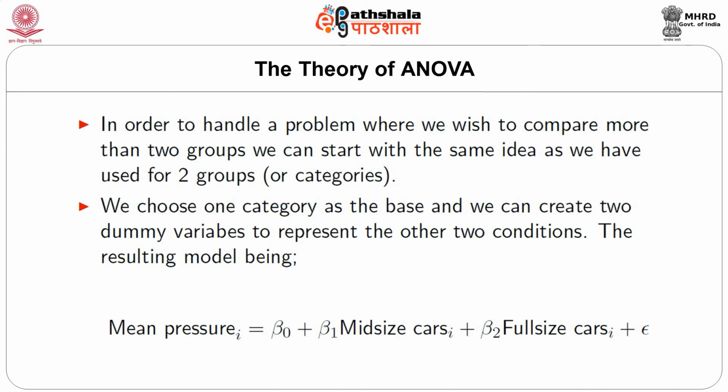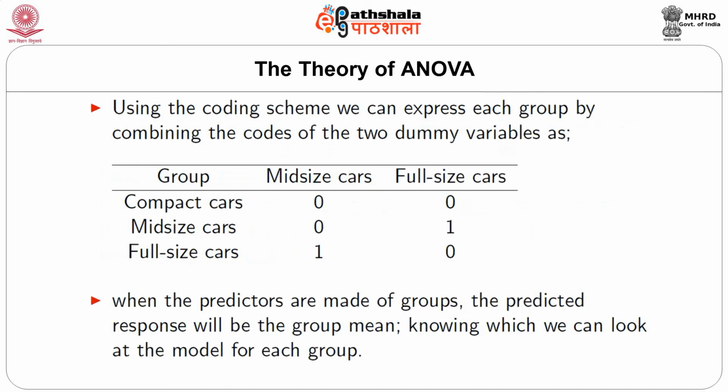In order to handle a problem where we wish to compare more than 2 groups, we can start with the same idea as we have used for 2 groups. We choose one group as the base and we create 2 dummy variables to represent the other 2 conditions. The resulting model is mean pressure i equals beta naught plus beta 1 mid-size cars i plus beta 2 full-size cars i plus epsilon i. Using the coding scheme, we can express each group by combining the codes of the 2 dummy variables as we please. One example is shown here: 00, 10, 01 for compact cars, mid-size cars, full-size cars.